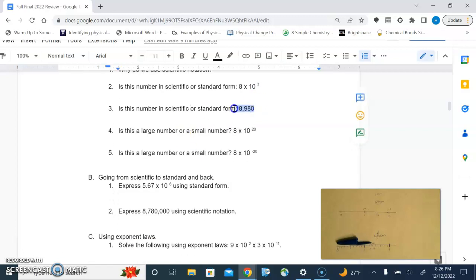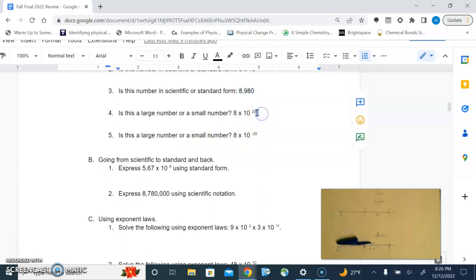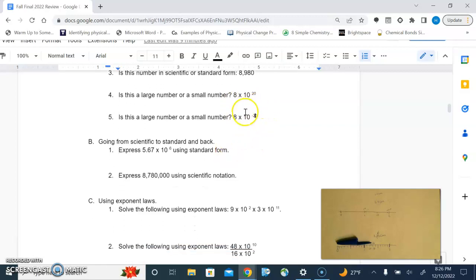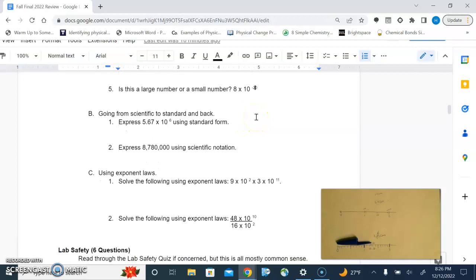This number here is in standard form because it's a normal looking number. Remember, if we have a positive exponent, that means we are multiplying by 10, 20 times. So that's going to be a massive number. Whereas here, a negative exponent means that we are dividing by 10, 20 times. So that's going to be a tiny number.